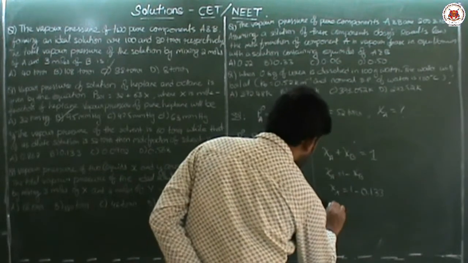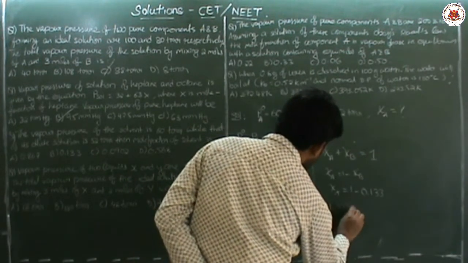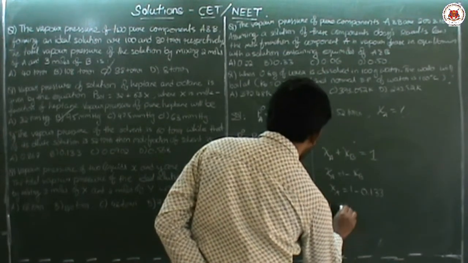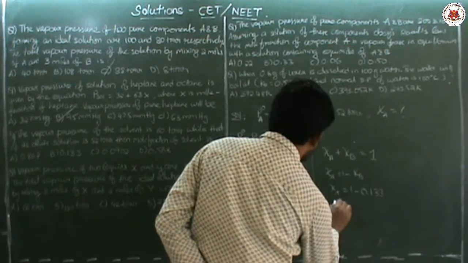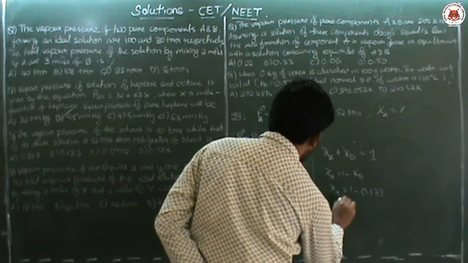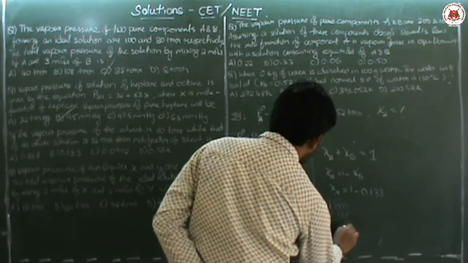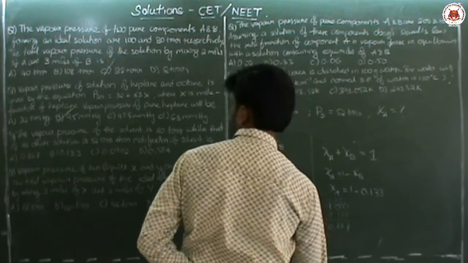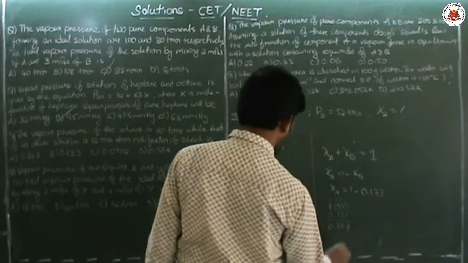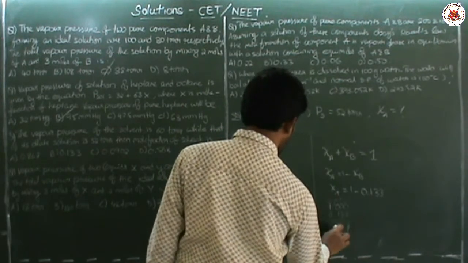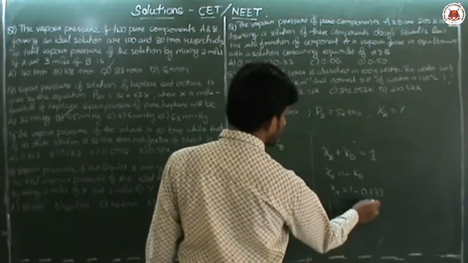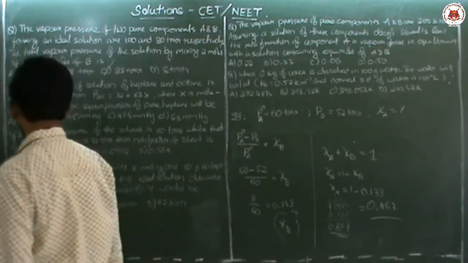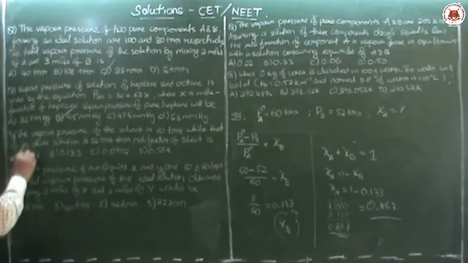So you do this: 1.000 minus 0.133. Then it is 0 only. Then this is 10, it is 9. This 10, it is 9. Then this will be 7, 6. Okay, 7. So the answer will be 0.867. So the answer is A.